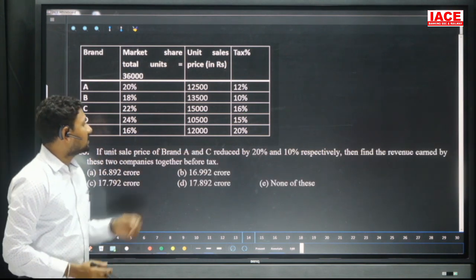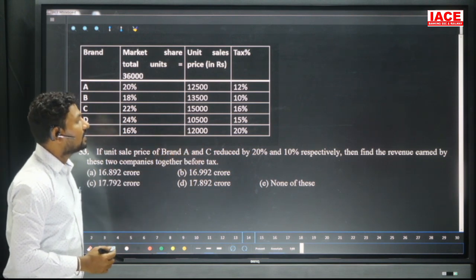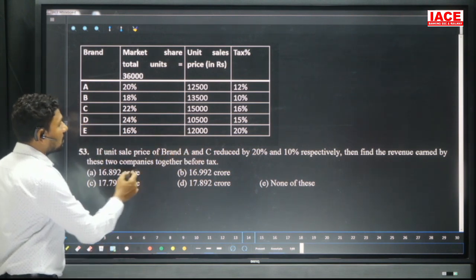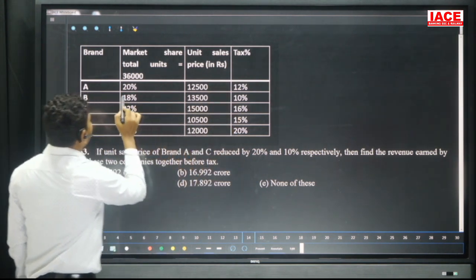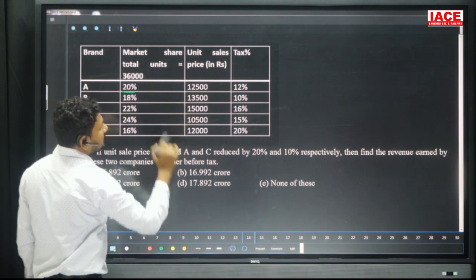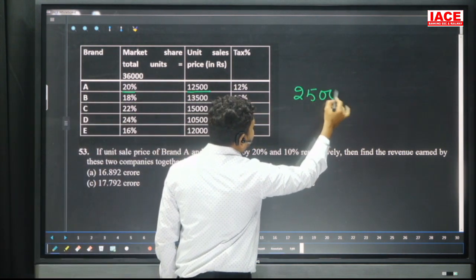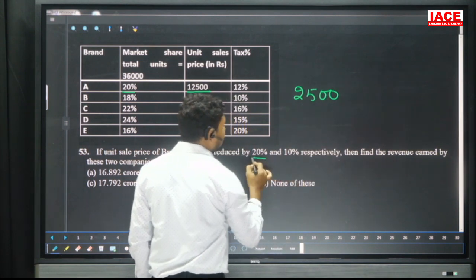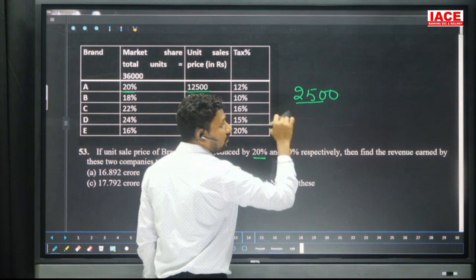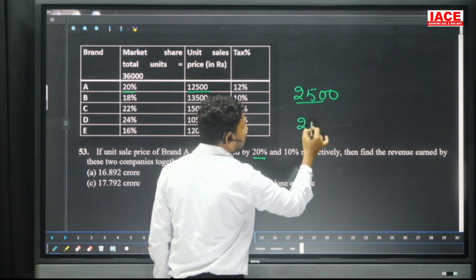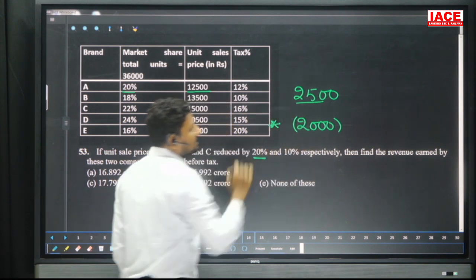If unit sale price of brand A and C reduced by 20% and 10% respectively, then find the revenue earned by these two companies together before tax. Before tax, we need no need to go for the tax. A value, 20% of 12,500. We know that 2,500. So in this we are decreasing how much percentage? 20%. So 250 is the 10%, 20% means 500. 500 is reduced now. It is equal to how much rupees? 2000. After the reduction it is 2000.